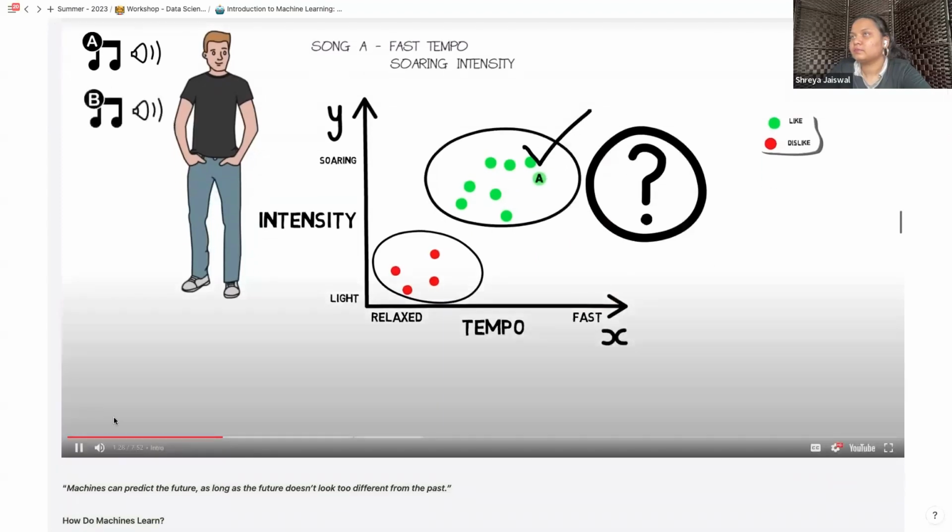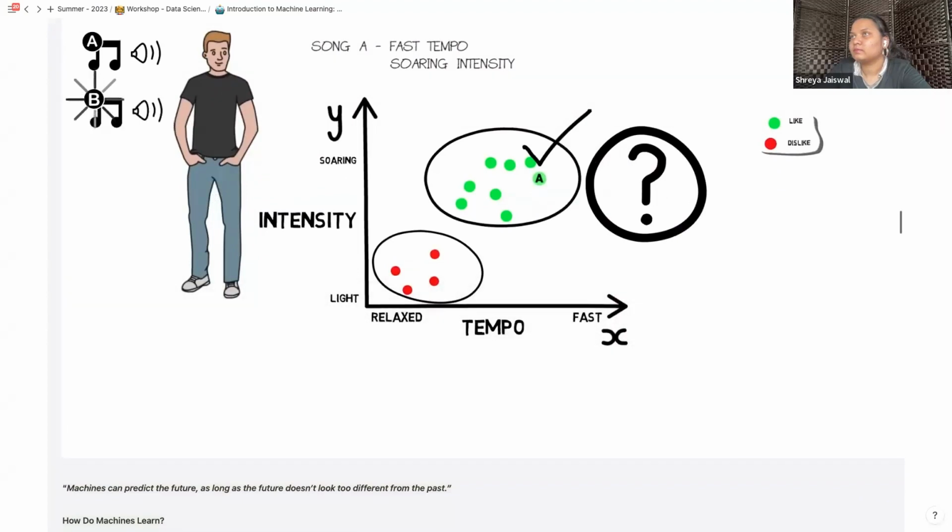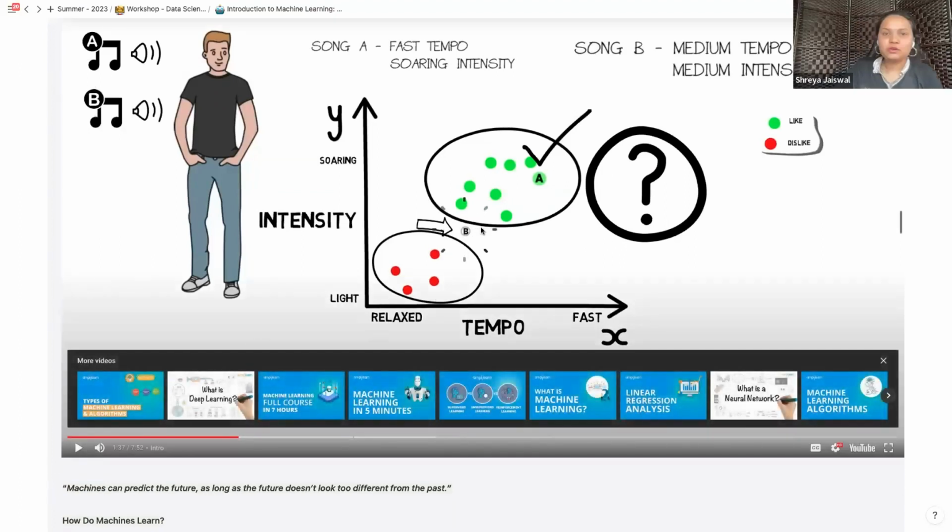Let's say now Paul listens to a new song. Let's label it as Song B. So Song B lies somewhere here with medium tempo and medium intensity. Okay, so what we saw in this particular scenario is that we are trying to find out what kind of song Paul likes, and how we're going to find that out based on two factors: the tempo of the song and the intensity of the song.